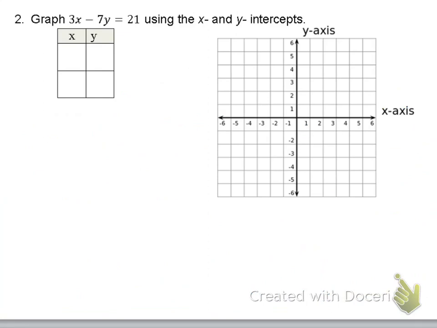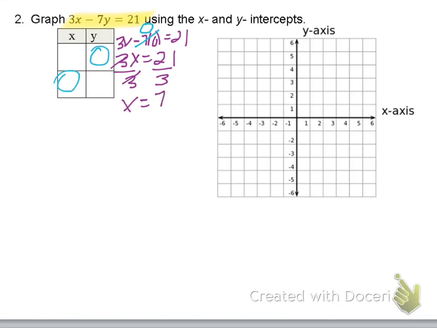The next example, we're going to graph these points using the x and y-intercept. So we're going to do the same thing we just did using this new equation. We're going to fill in 0 for y and 0 for x and solve. So the first one here is going to be 3x minus 7 times 0 equals 21. And this is going to end up being 0. 3x minus 0 is still 3x. So we'd have 3x equals 21. Divide by 3, and we have x equals 7.